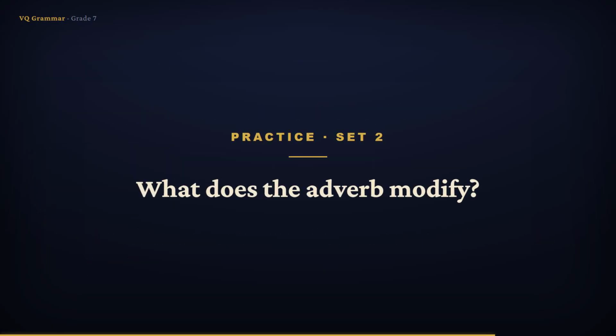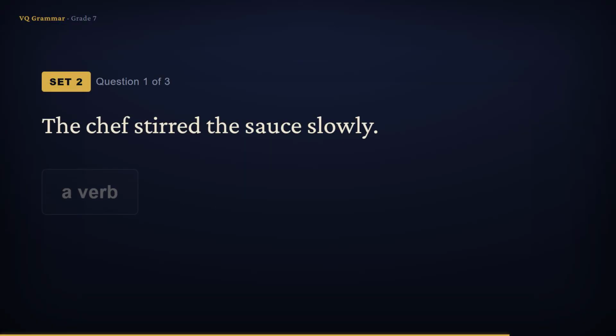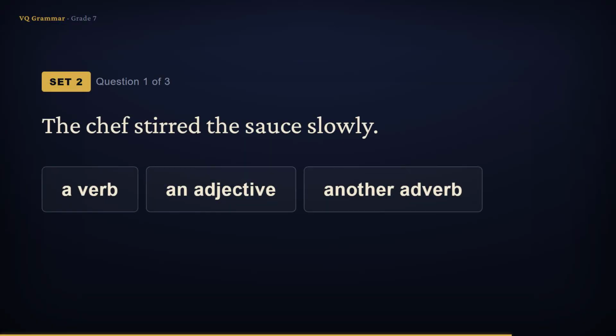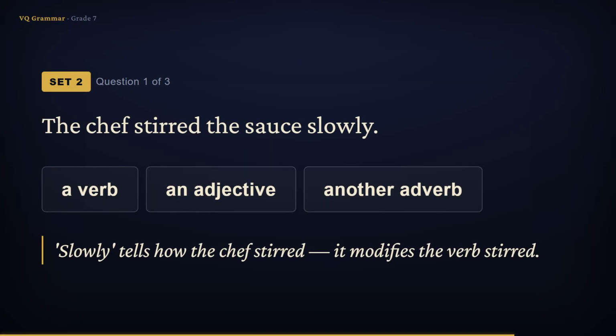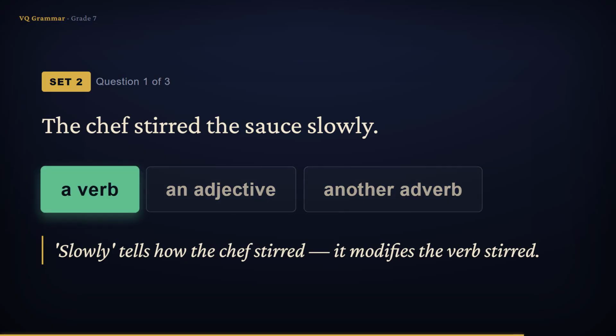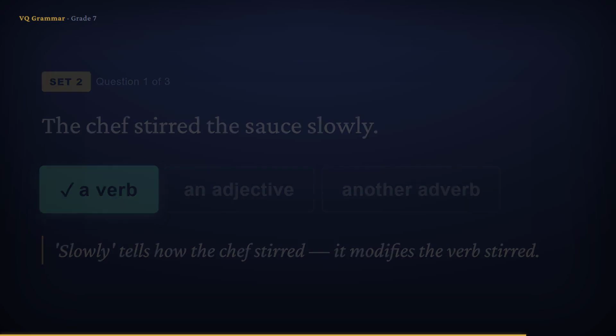In this second set, each sentence has an adverb, and your job is to decide what it modifies, a verb, an adjective, or another adverb. Pause and decide before I answer. The chef stirred the sauce slowly. What does slowly modify? It tells how the chef stirred, and stirred is the verb. So slowly is modifying a verb, so the answer is a verb.